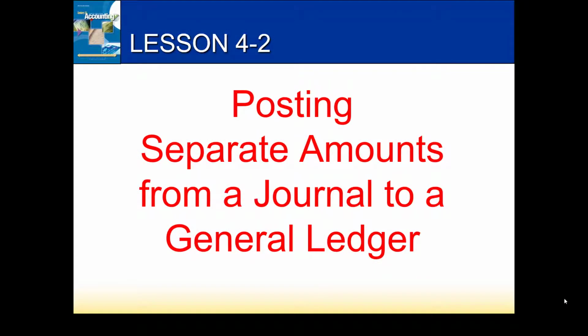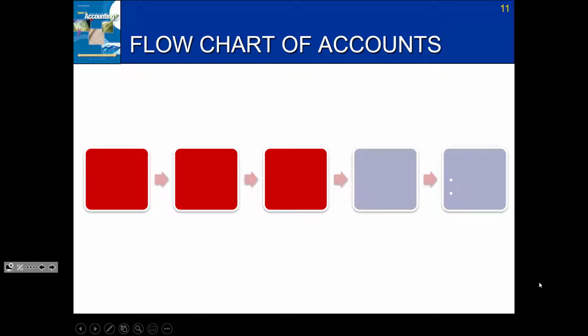Okay, we have a massive amount of work to get to, so let me keep you posted on lesson 4.2, which is all about posting separate amounts from a journal to a general ledger. We left off talking about this flow chart of accounts, and so the first thing that we learned how to do in accounting was journalize, and then the last lesson we talked about the chart of accounts. And after we created the chart of accounts, now we're going to take all the information from our journal and we're going to be posting it to the general ledger.